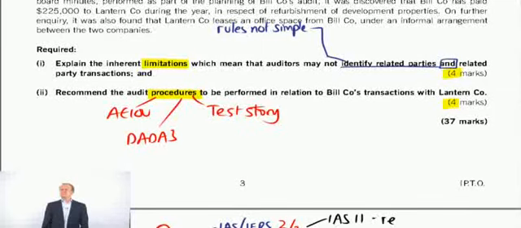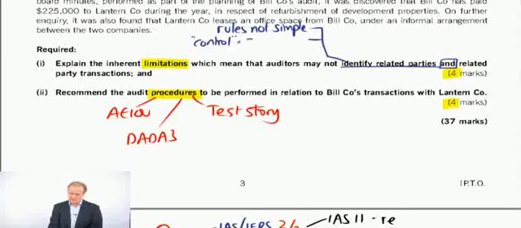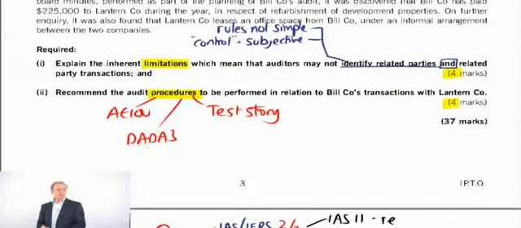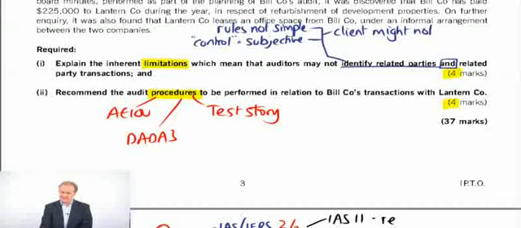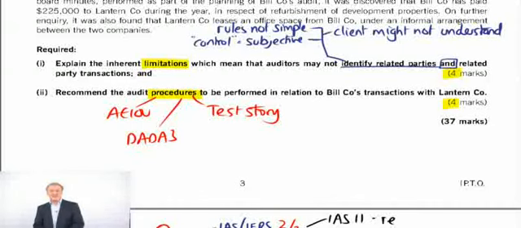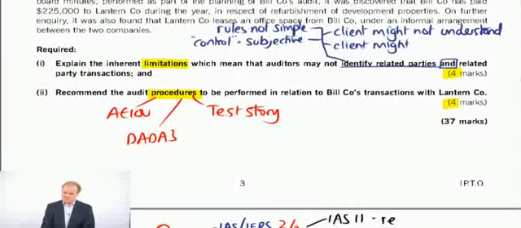Who are related parties? We're related if I can control you, or you can control me, or both of us can be controlled by somebody else. And that is subjective. In fact, I'd say that's another issue. The subject of control is subjective. And another issue with identifying related parties is the client might not understand. And if you ask who are your related parties and they don't know what a related party is, they might not tell you. And also the client might want to hide relationships.